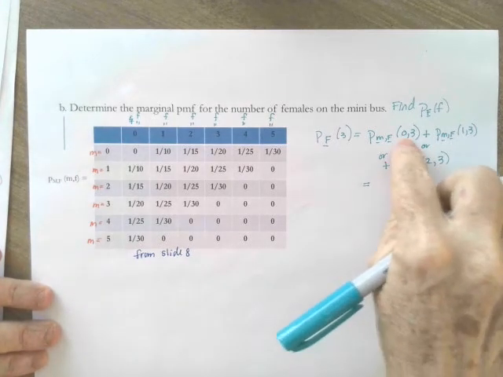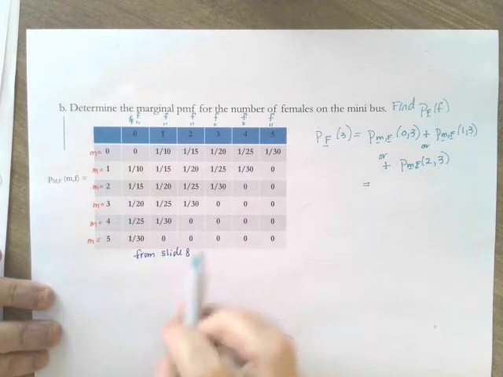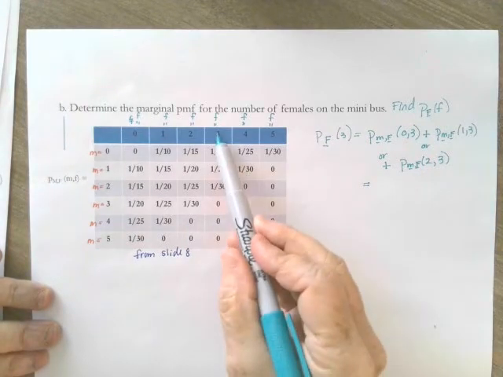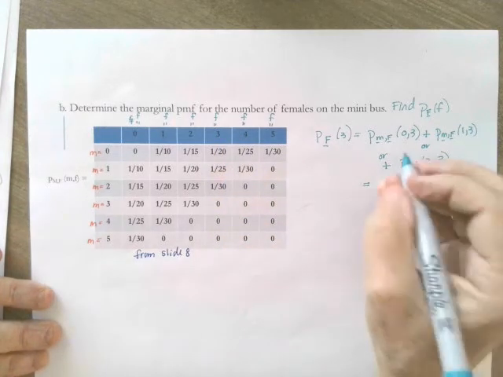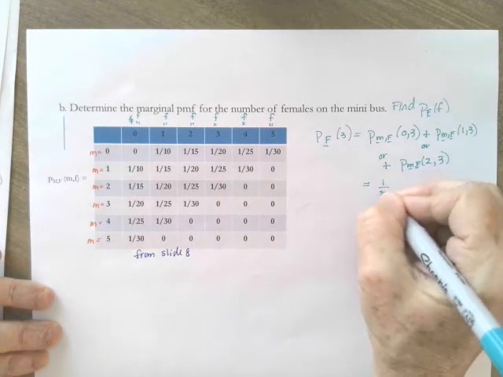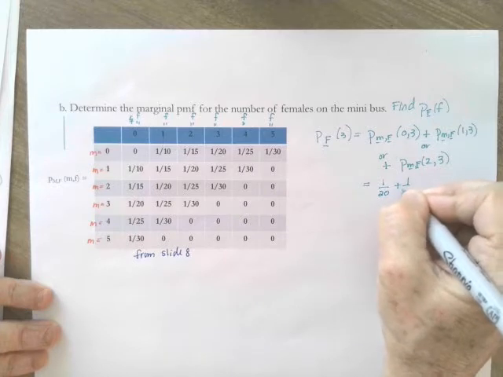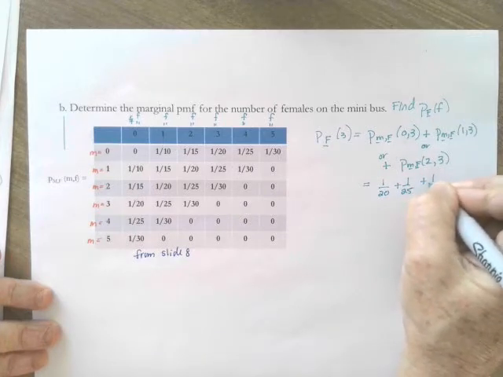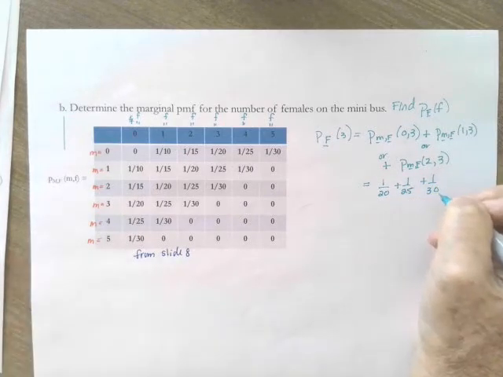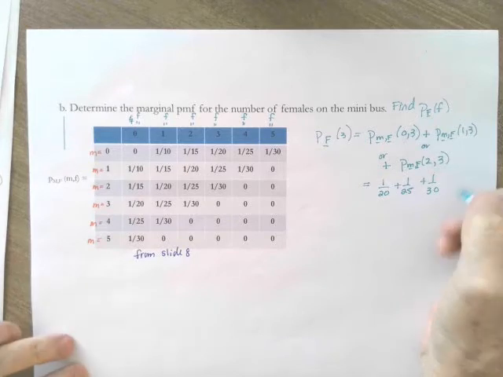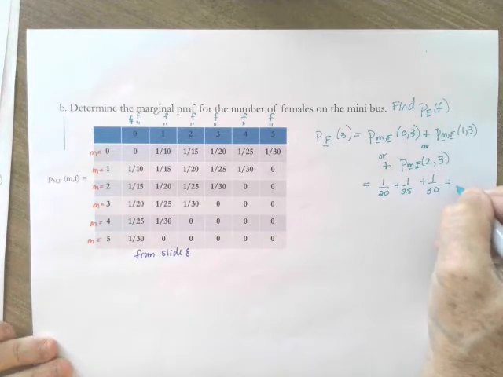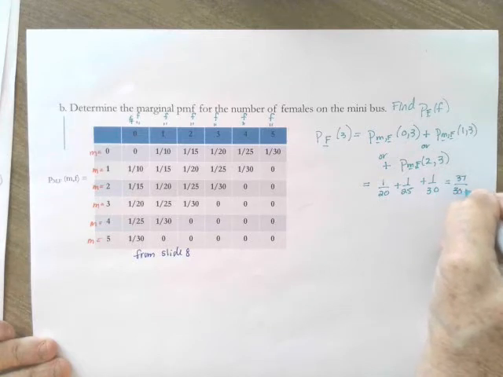So if I just look at these 3 pieces here, what am I doing? I'm adding everything in the column that corresponds to F equals 3. So that's going to be 1/20th plus 1/25th plus 1/30th. And when you do that, using a common denominator, that should equal 37 over 300. You can verify that on your own.